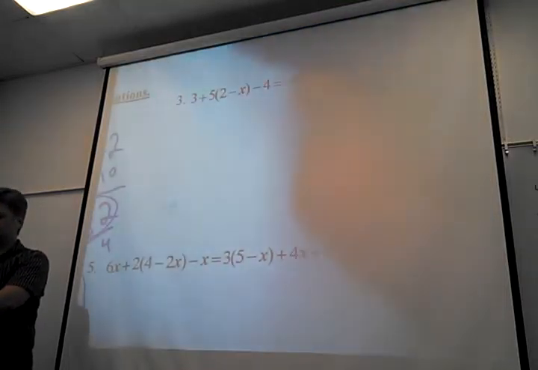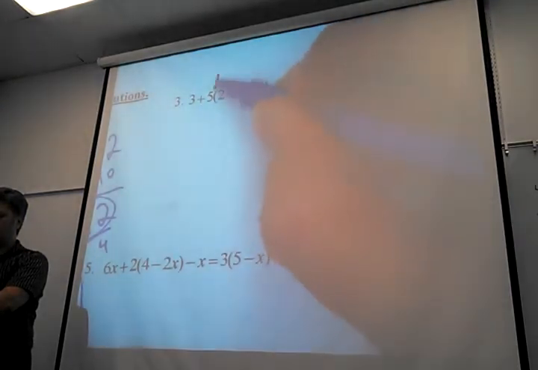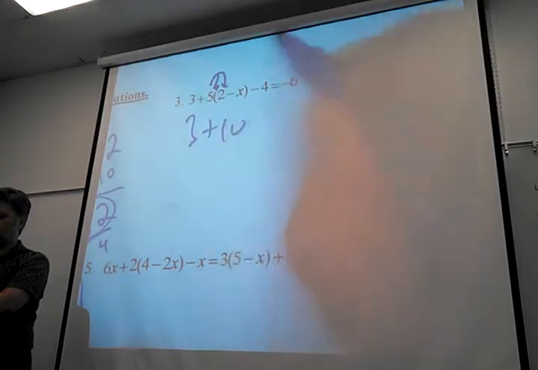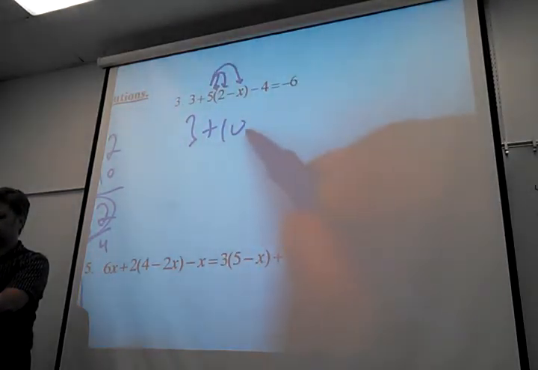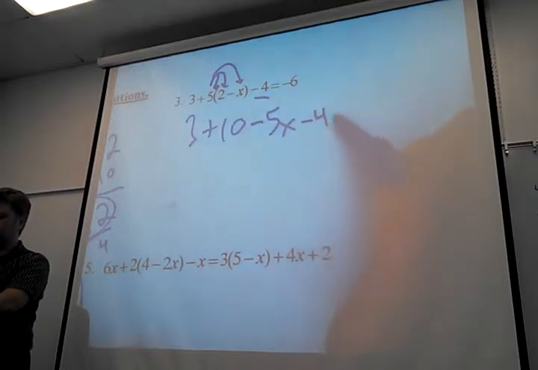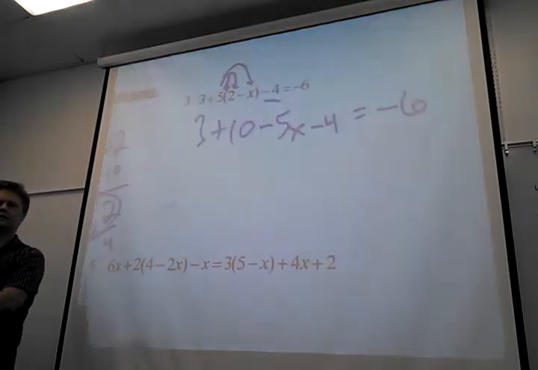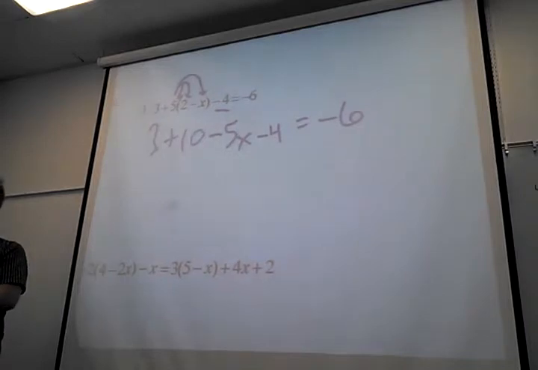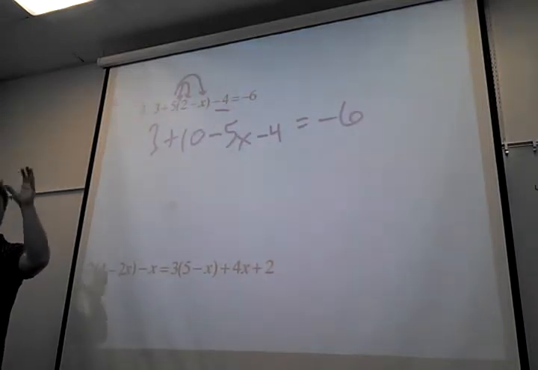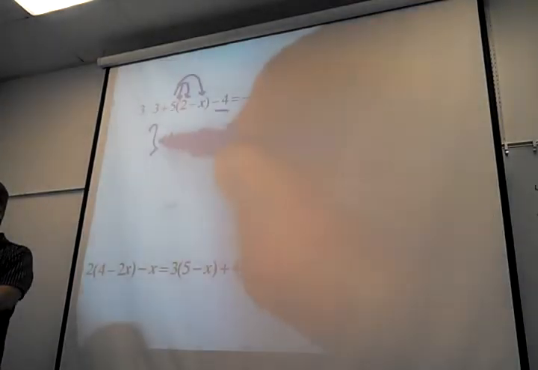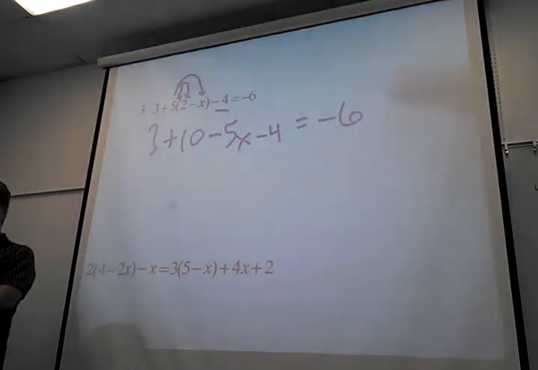What about number 3? What's the first thing I want to do? I've got to multiply first. Good. So 5 times 2, 10. 5 times negative x, negative 5x. I've still got the minus 4, and I've still got the minus 6. The people that try to do this in parts will make the most mistakes. You're not going to be able to bring them back together in the right place. You want to keep everything in a line here.